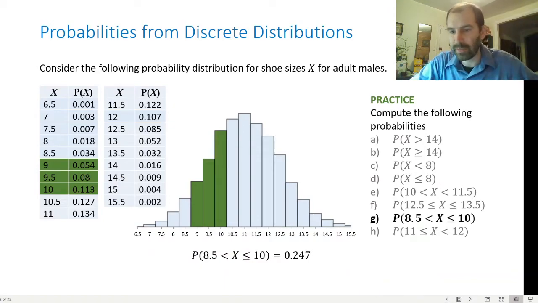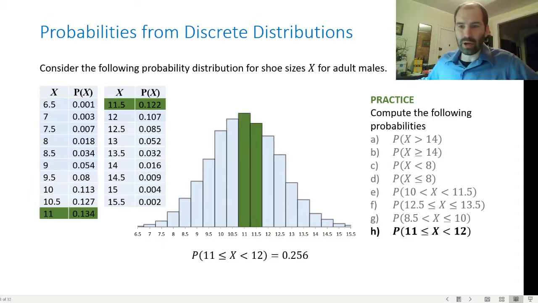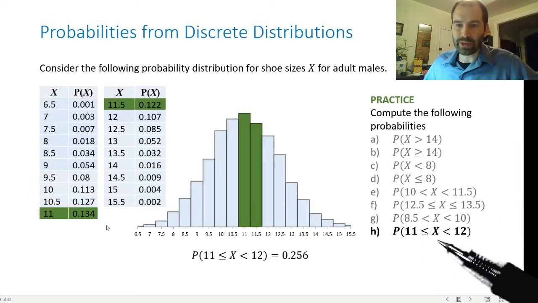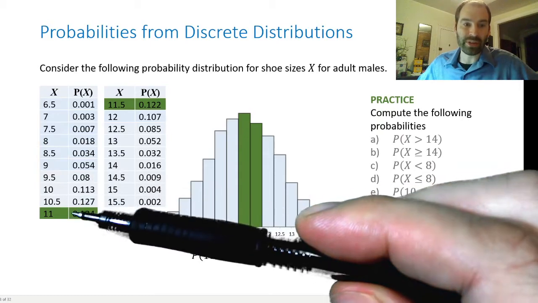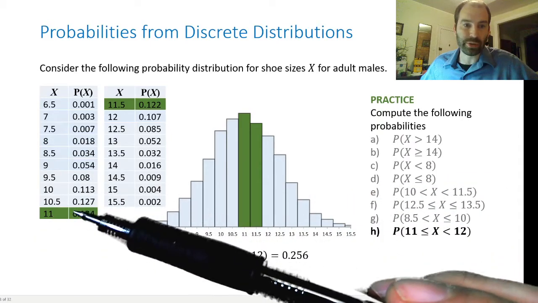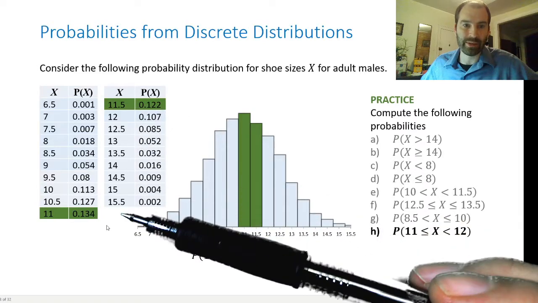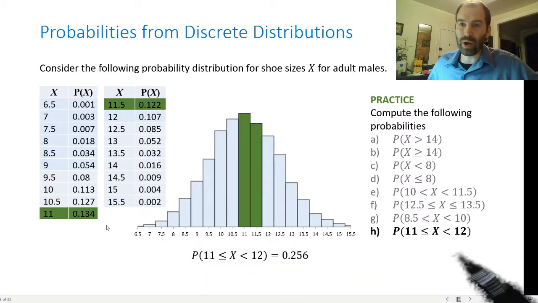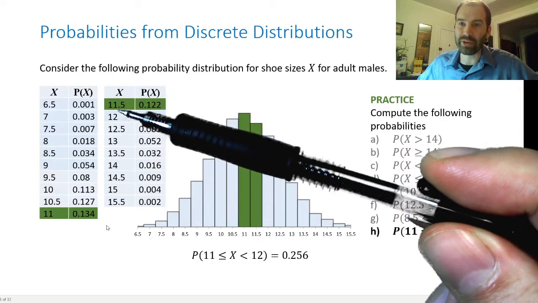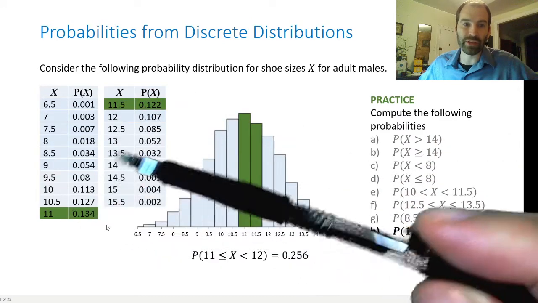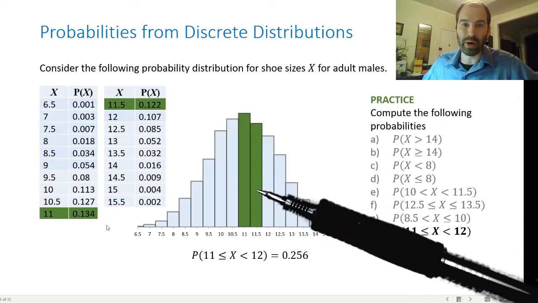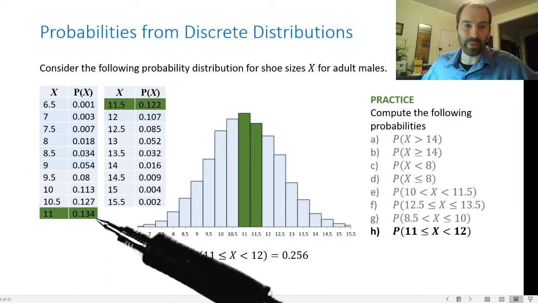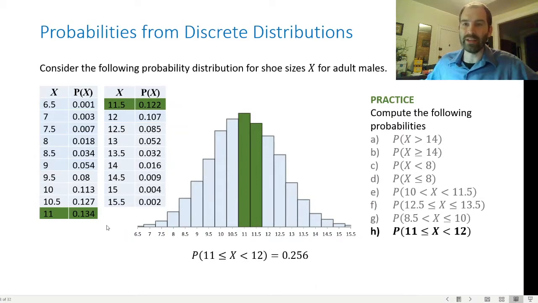Okay, next one. 11 is less than or equal to x is less than 12. Try that one. Okay. So to say 11 is less than or equal to x means that we're looking at all the numbers that 11 is less than or equal to. So it's less than or equal to itself and everything past that. But at the same time, x is less than 12. So we can't go as far as 12 here. We have to stop here. So we're really only looking at these two values, or these two bars in the distribution. So we add up these probabilities, and that's how we get our answer.